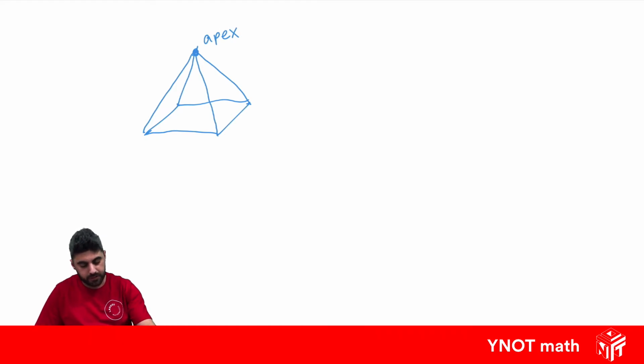The volume of a pyramid is actually equal to 1/3 times the base area times the height of the pyramid, where the height of the pyramid comes from the center of the base to the apex. The surface area of a pyramid is the base area plus the area of the triangles.